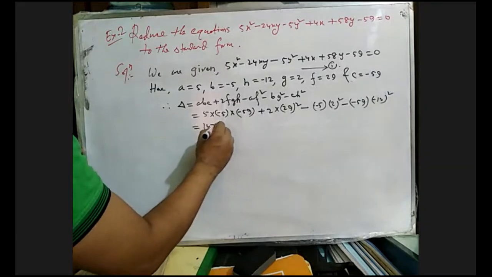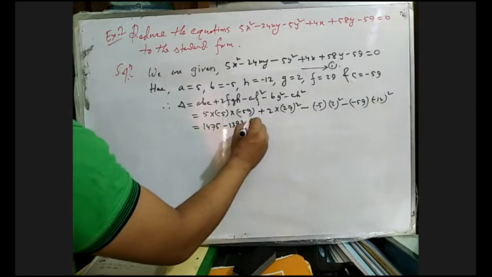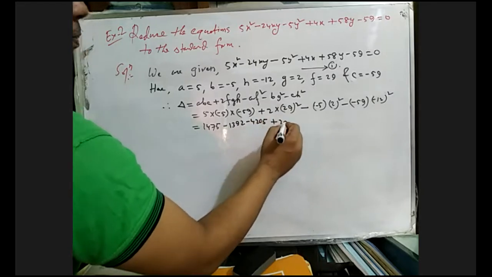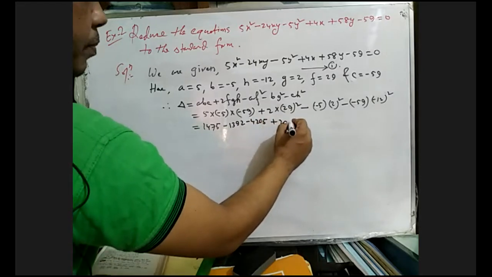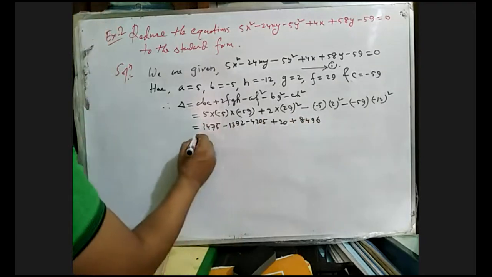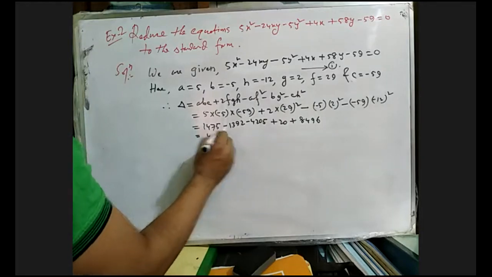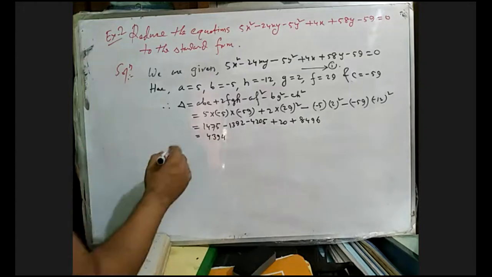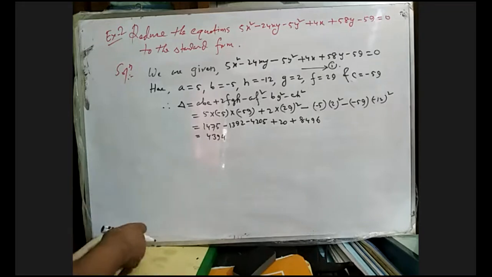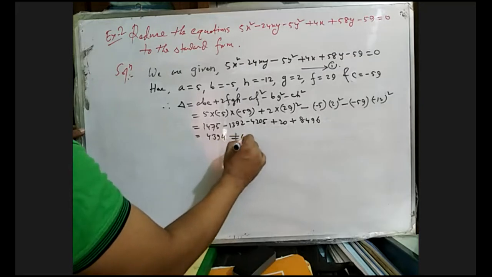1475 minus 1392 minus 4205 plus 20 plus 8496. After calculation, we get 4394. Good. So our determinant is not equal to 0.